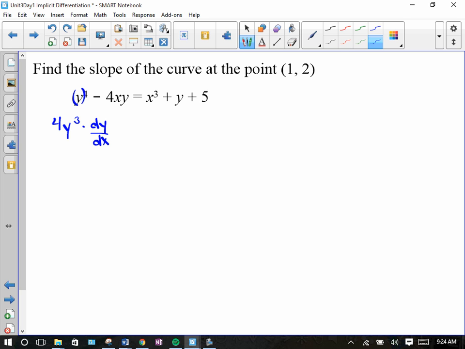So it's going to be the derivative of the outside times the derivative of the inside. We have minus 4xy. Now here we have the product rule. Can't lose sight of the fact that the product rule is still out there. So you have minus, and then we have our u, which is 4x, and our v, which is y. So it's going to be u dv. What's the derivative of y? dy dx.